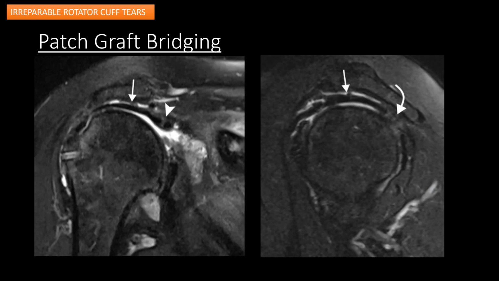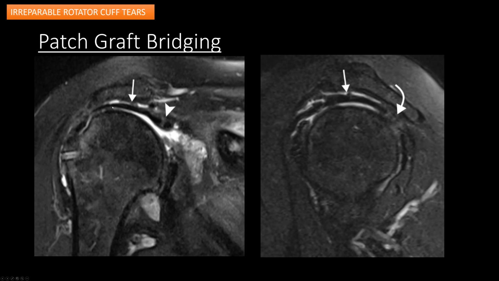Here is an example of the patch graft bridging. This patient had a massive rotator cuff tear. They were not able to bring the cuff to the greater tuberosity, so they did a debridement and the patch graft augmentation, patch graft bridging. The medial margin is sutured to the residual supraspinatus tendon and laterally to the greater tuberosity.